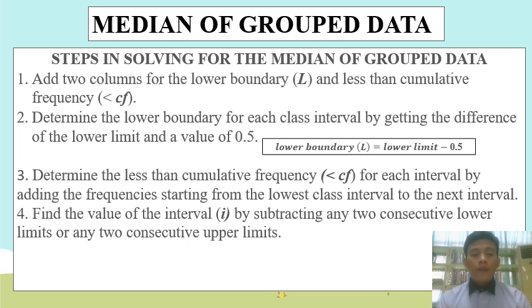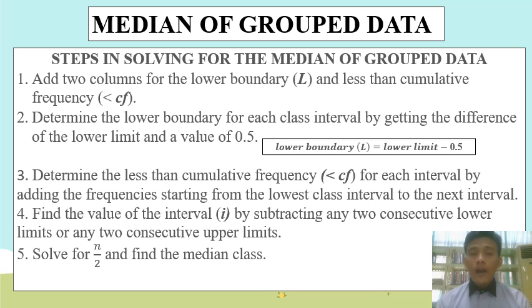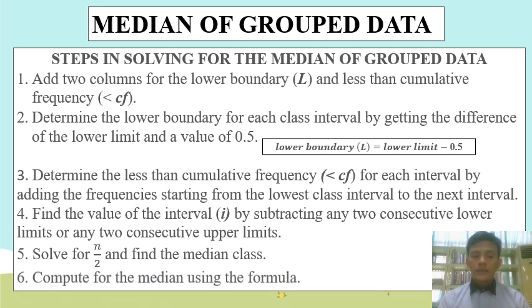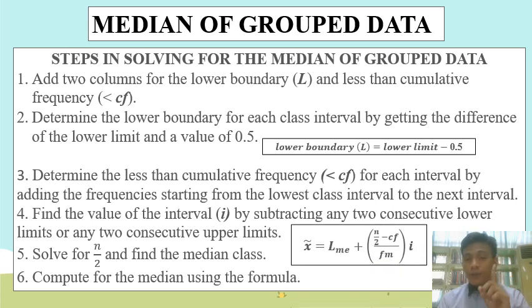Step 4. Find the value of the interval, which is I, by subtracting any two consecutive lower limits or any two consecutive upper limits. Step 5. Solve for n over 2 to find the value of our median class. Step 6. Compute for the median using the formula. Okay, let's start. Before we go on to our step 1, this will be the formula of our median.